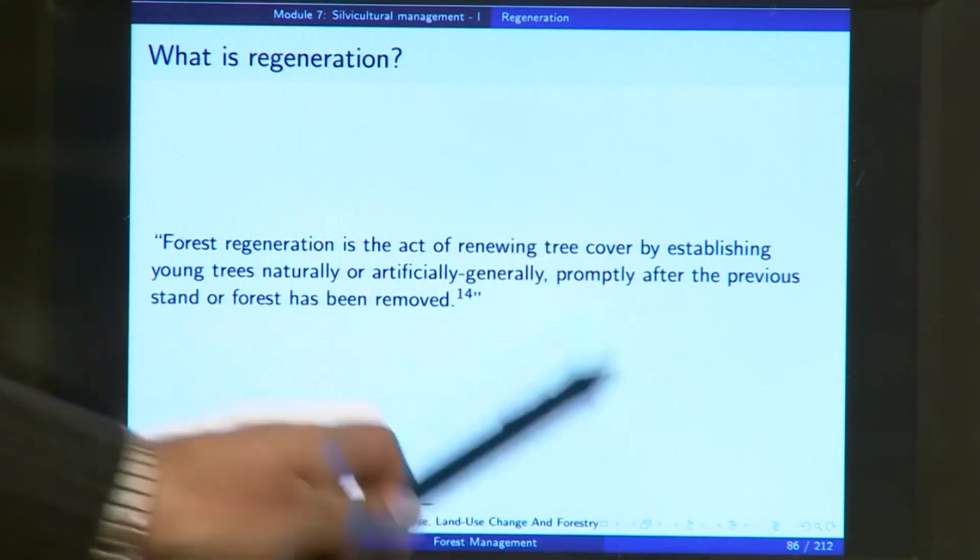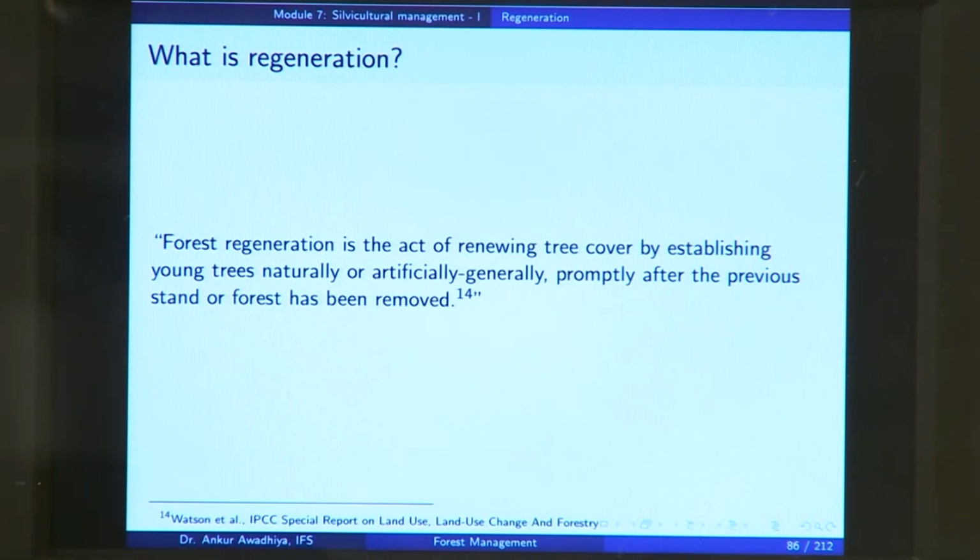Why is it done promptly after the previous stand has been removed? Because once the forest cover is removed from an area, the soil becomes exposed. So, the soil is now subject to the desiccating action of sun. It is subject to wind erosion, water erosion, leaching and so on. So, we have to do it as soon as possible before the soil loses its fertility.